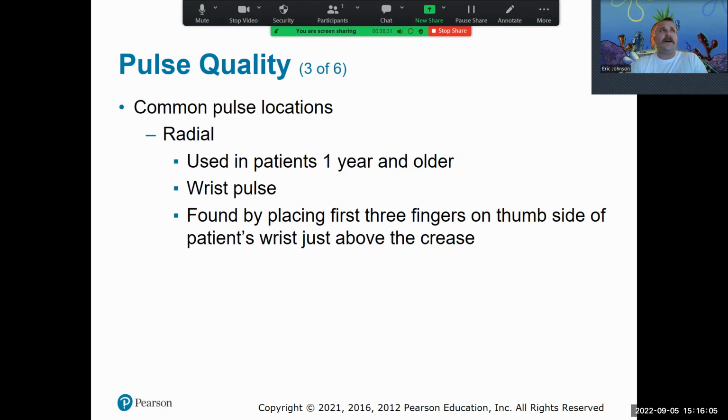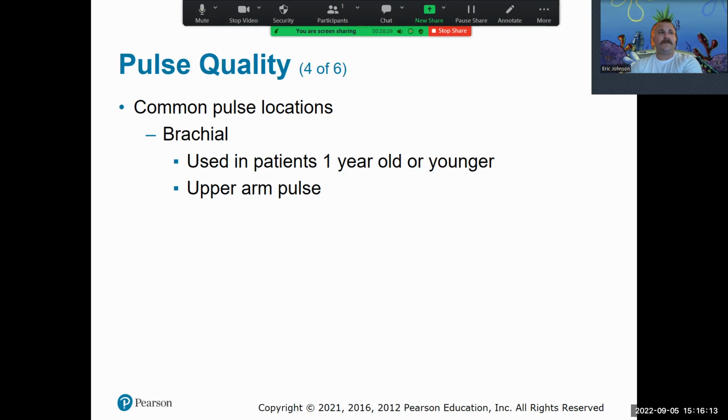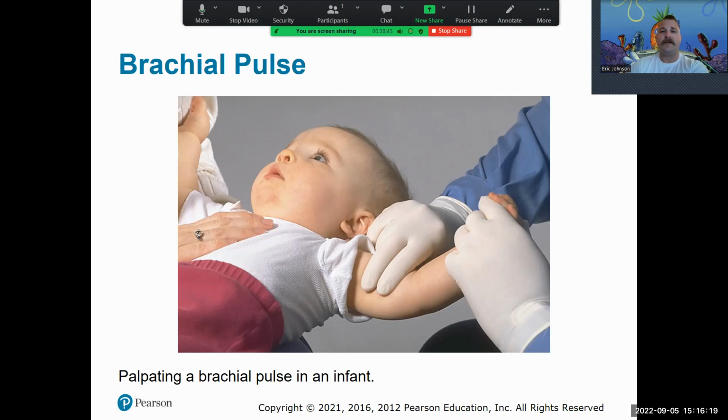So if your patient is up, moving, walking around, talking, responding, tracking you, at the very least showing signs of life, go for the radial. On these patients under the age of 1, we'll go for brachial regardless of how they appear. And then we got a little picture here of this little munchkin, and you can see that the provider is placing their fingers where that patient's brachial artery is located.